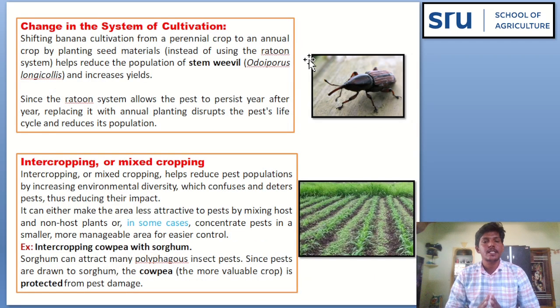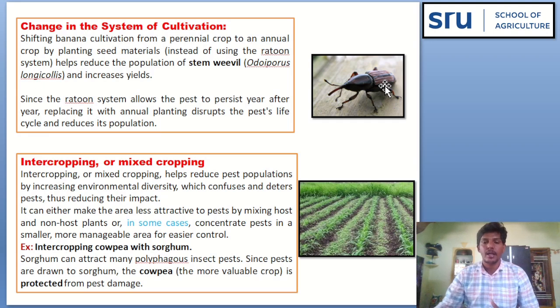Next, change in the system of cultivation. When we are growing banana as a perennial ratoon crop, it attracts and increases the population of the stem weevil. But when we change the system of cultivation, that is, shifting banana cultivation from a perennial ratoon crop to an annual crop by planting seed material, it helps in reducing the population of the stem weevil and increases the banana yield.